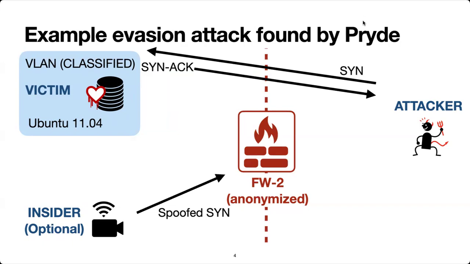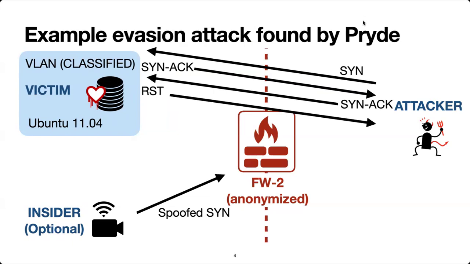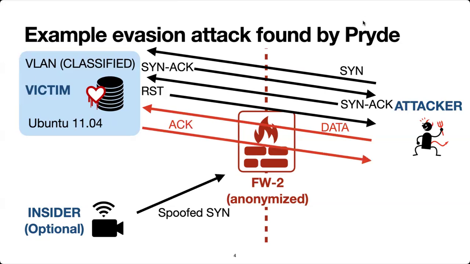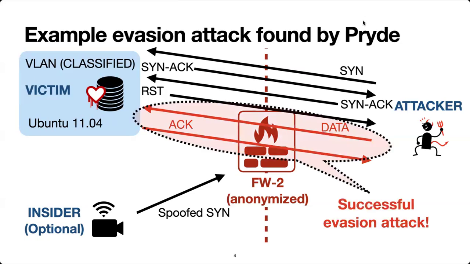The victim responds with a SYNACK packet. The attacker just then, to confuse the firewall, sends a SYNACK packet back to the victim, which then responds with a reset packet. Now, at this point, given that there's a reset packet that has been sent, you would expect that the firewall would not forward any more packets between the two hosts, the attacker and the victim. However, the attacker is actually able to send malicious TCP data through to the victim, which then also responds with an ACK. And this is an example of a successful evasion attack.